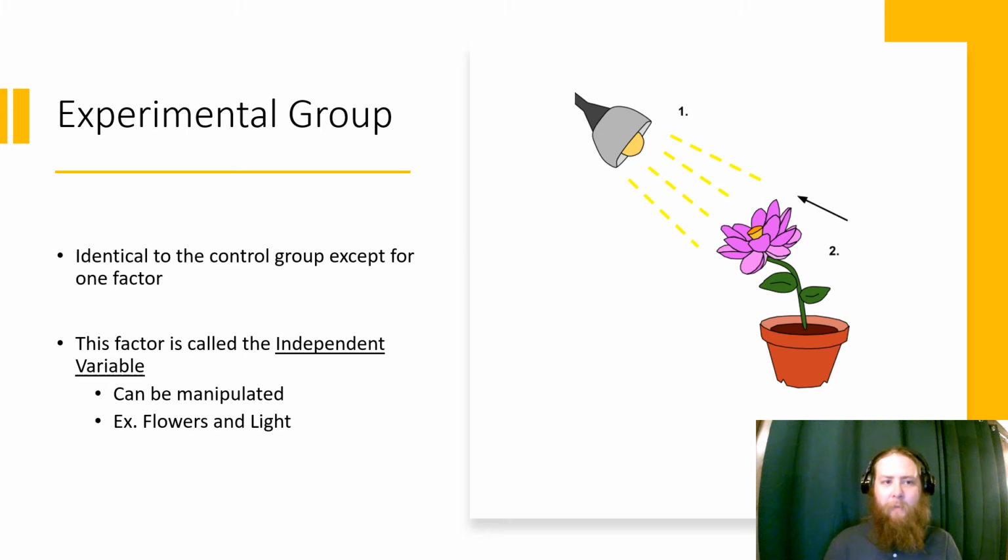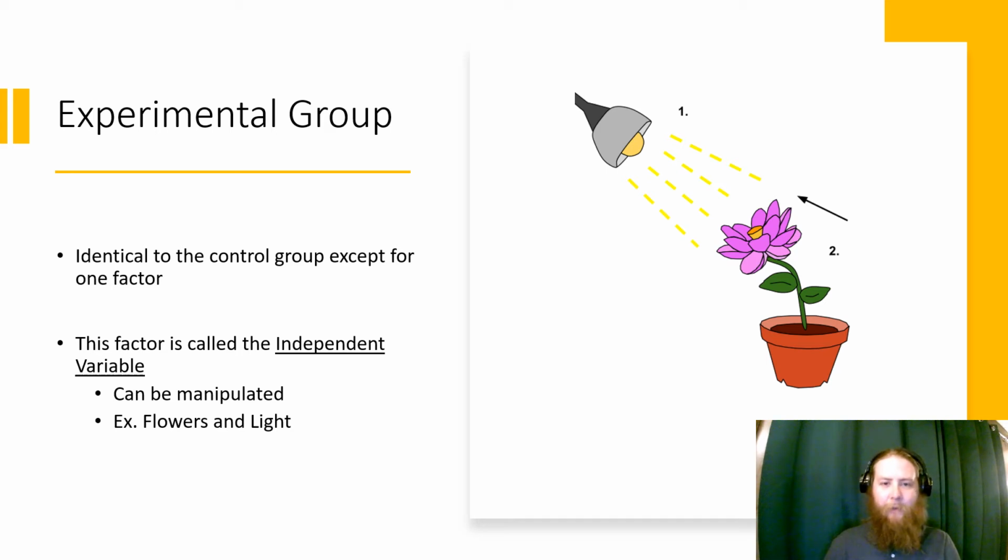All right, the experimental group should be identical to the control except for one factor. So in this example we're talking about, this factor is the presence of hay bales, the presence of food. That is the one factor that we are changing as researchers and as scientists. We call this factor the independent variable. And the important thing about the independent variable is it can be manipulated by the researcher. So in our example, it's the presence or lack of hay bales.